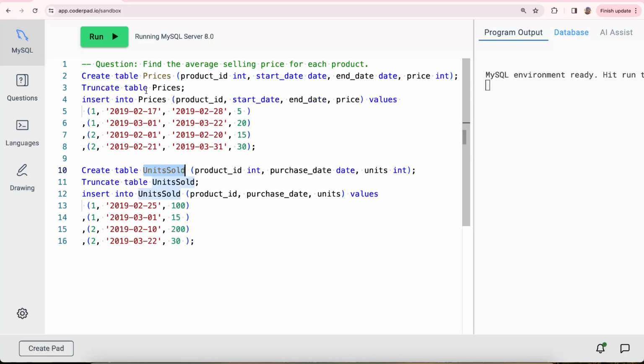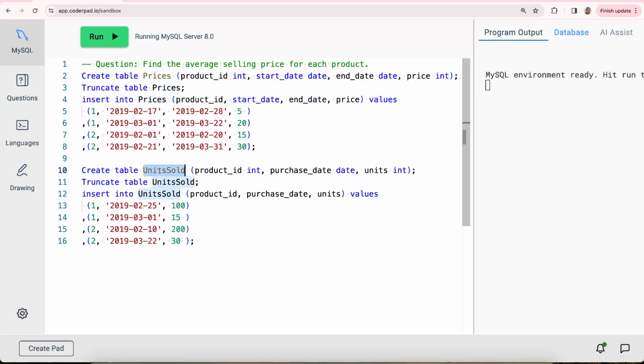That means for product 1, the price between Feb 17 and Feb 28 is $5. After that, from 3/1 to 3/22, the price is $20. Same for product 2. For Feb 1st to Feb 20, it's $15. From the 21st to March 31st, it's $30. So there won't be any overlap. That's the prices table.